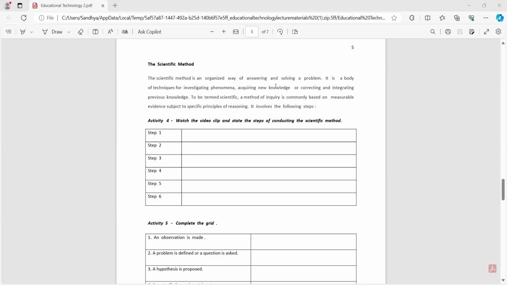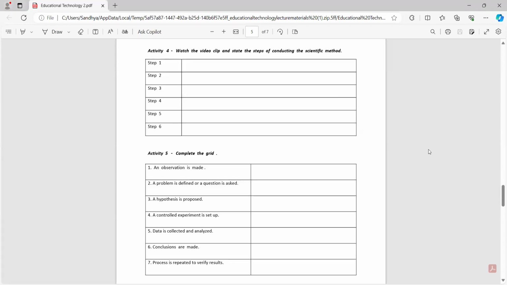What are the 4 C's of the 21st century? Creativity, cooperation, critical thinking, and communication. So if the teacher organizes this kind of learning activities using scientific methods, the students get the opportunity to develop this critical thinking ability in them, right?